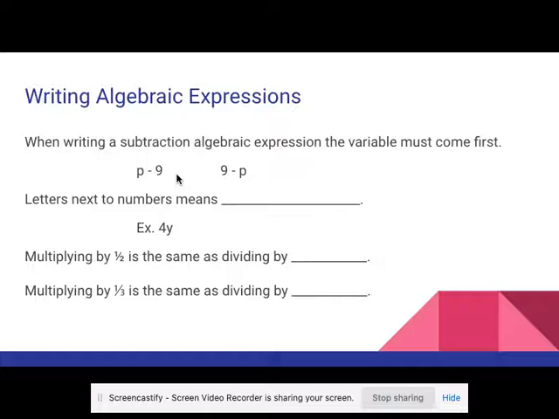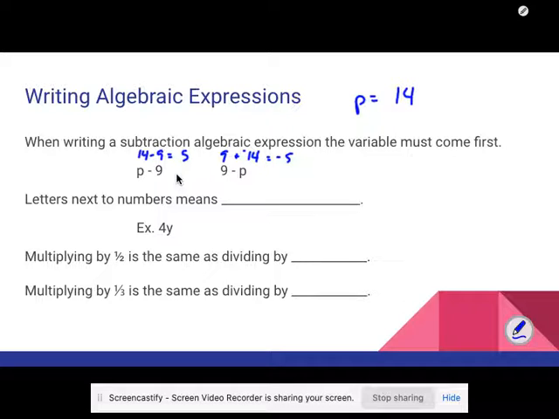when writing subtraction algebraic expressions, the variable must come first. So say p equals 14. Well, if I did 14 subtract 9, that equals 5. And if I did 9 subtract 14, that's -5. So we have to make sure that when we write a subtraction expression, the variable is coming first. And you should do that for addition as well.